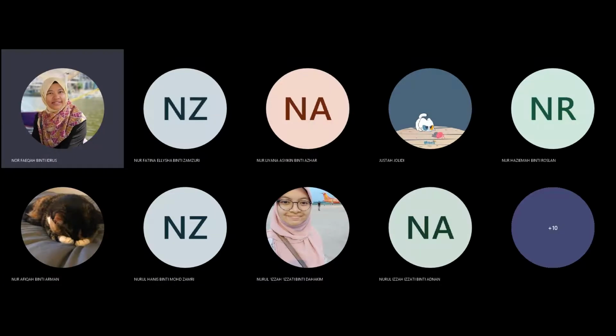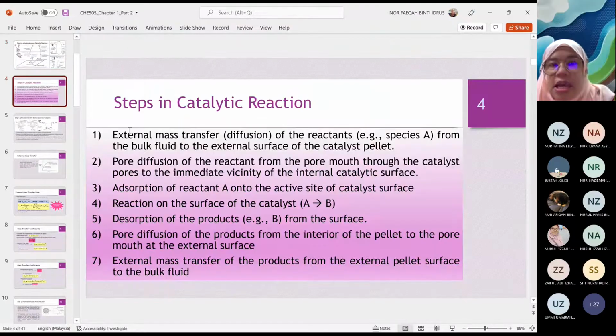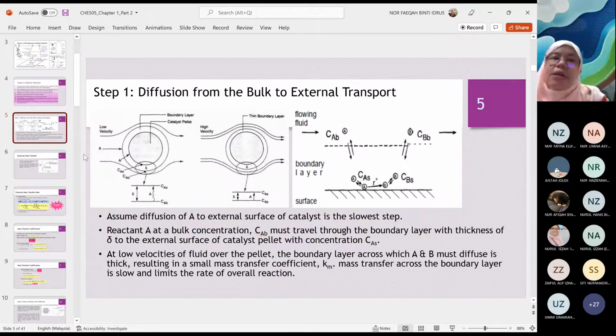Flick to the external surface of catalyst. Okay, external mass transfer of reactant from the bulk fluid to the external surface of the catalyst. Catalyst pellet, tak kisahlah bentuk apa pun, spheres ke, silinder ke. So, this is how the mass transfer occurs, based on this figure.